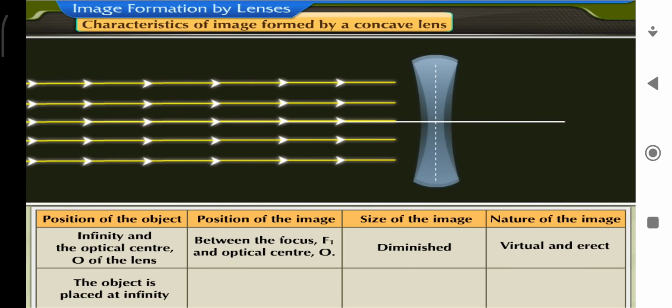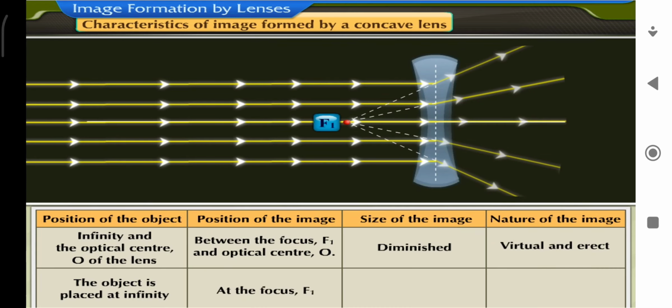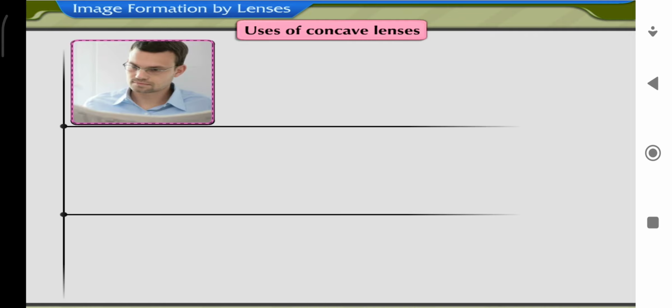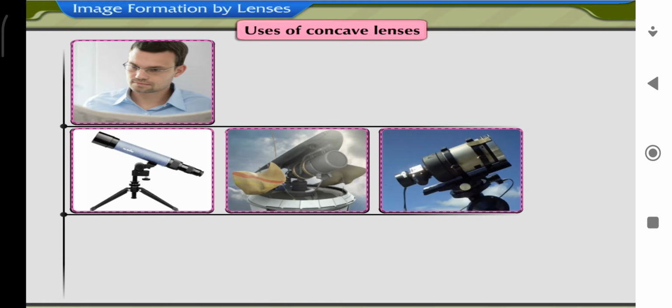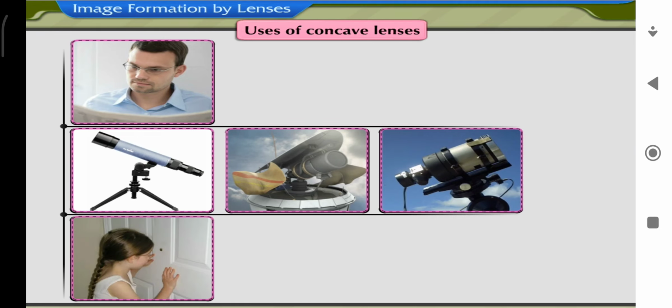When the object is placed at infinity, the image is formed at the focus f1. The image formed is highly diminished, and the nature of the image is virtual and erect. Uses of concave lenses. Concave lenses are used in spectacles to correct the defect of vision. Concave lenses are used in certain types of telescopes. Concave lenses are used as a wide-angle spy hole indoors to see the image of a person standing outside the door.